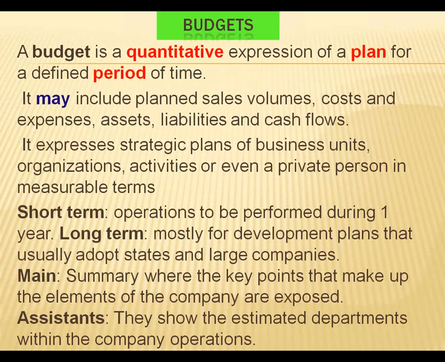A budget. A budget is a very important thing in a business, and since a budget is a plan for a defined period of time, and since it is a quantitative expression, we can use the budget for many things. It may include planned sales volumes, cost, expenses, assets, liabilities, and cash flow. I want to explain that. We can prepare a budget out of our sales. How much? It's a plan mostly for 1 year. How much I'm planning to sell during the months.